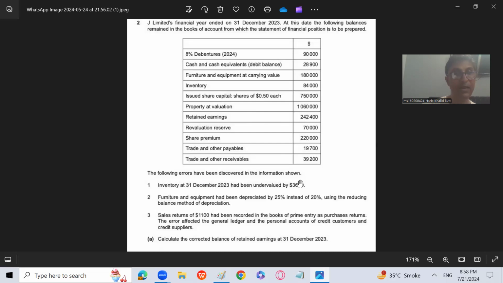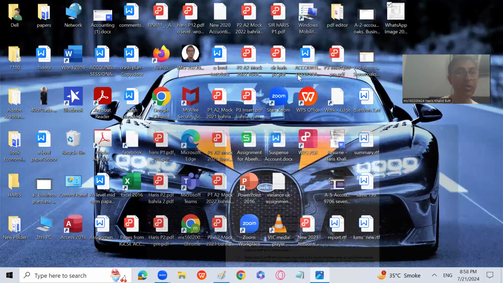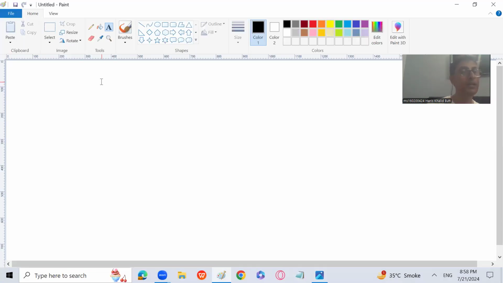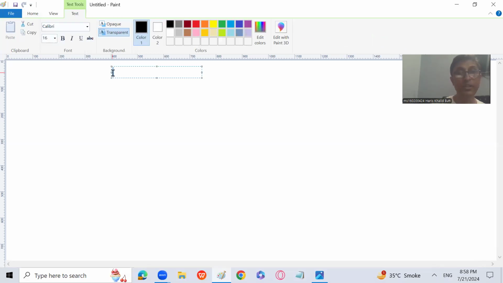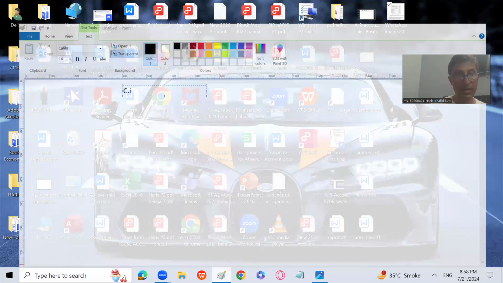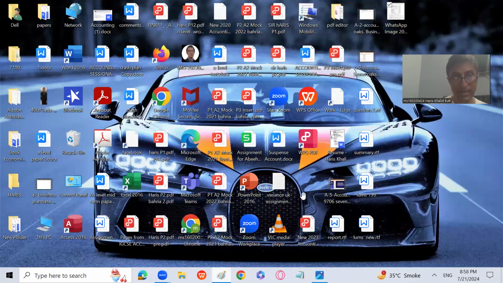The following errors have been discovered in the information shown. Inventory at 31st December has been undervalued by 3,600. So let's calculate it. When the inventory is undervalued, you need to be very clear: you have to pass the entry, and that is going to be closing inventory. I will debit closing inventory because our asset is going to increase. Closing inventory is an asset. The amount by which it is undervalued is 3,600.